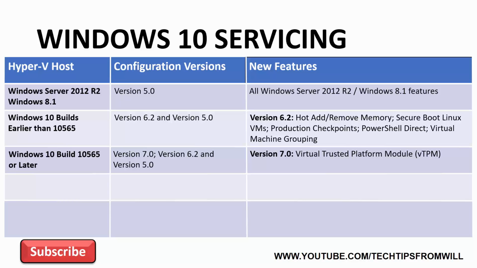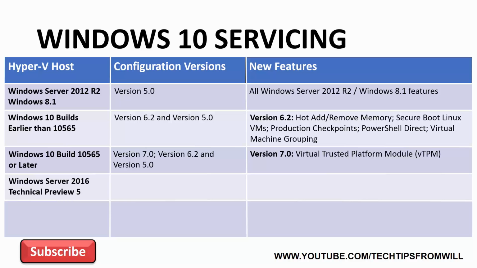On top of that, the administrator can also use the Virtual Trusted Platform Module, a new Hyper-V feature of 7.0 virtual machines. Of course, version 7.0 virtual machines can only run on Windows 10 build 10565 or later. If your Windows 10 Hyper-V computer is using a build that is older than 10565, you'll first have to run all of your Windows updates before your computer can support version 7.0 virtual machines.